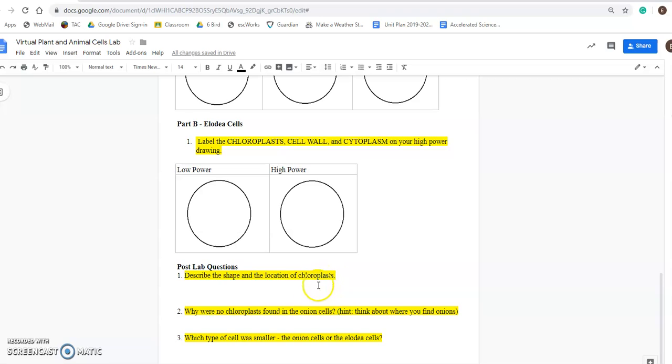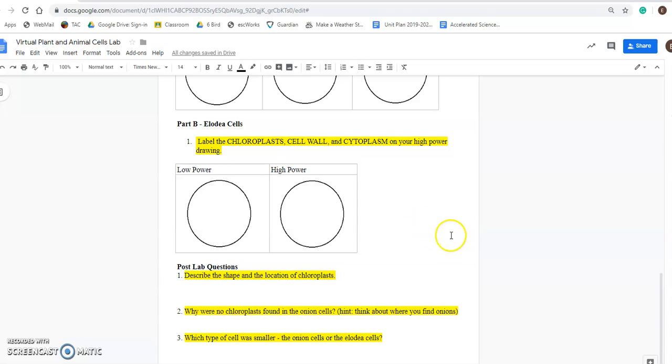The last thing you have left to do are answer these 3 questions. Describe the shape and location of chloroplasts. Why were no chloroplasts found in the onion cell? Hint, think about where you find onions. And number 3, which type of cell was smaller, the onion cell or the Elodea cell?